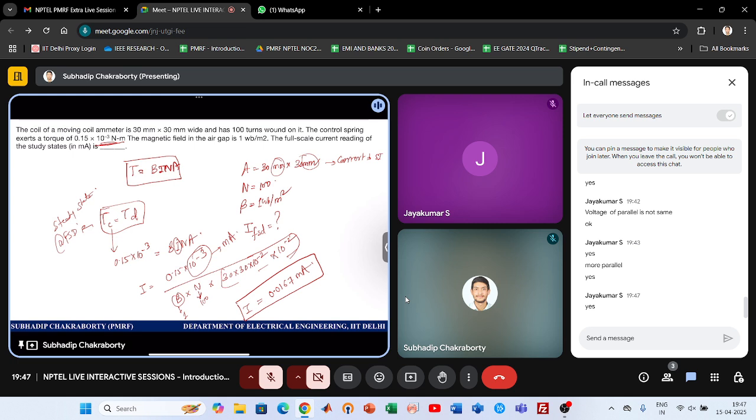No, sorry, it will be 10 to the power minus 3. You are not paying attention. Millimeter to meter, right? So there will be a 10 to the power minus 3 factor 2 times. So multiply by 100, right? So it will be 1.67 milliampere. Clear, right?